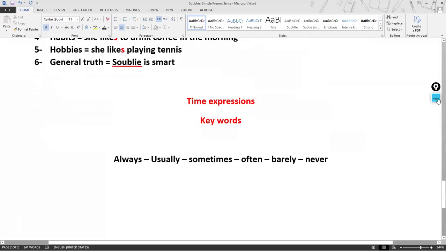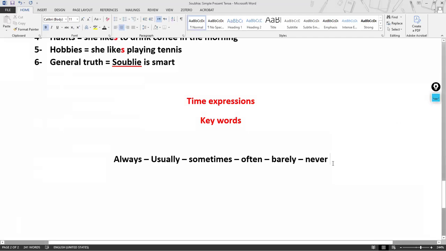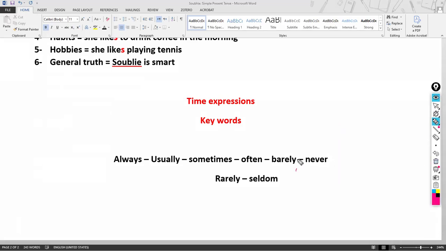Now these keywords or time markers are extremely important. Barely, rarely, seldom: these three time markers are the same. They mean the same. Rarely, barely, seldom. Okay.